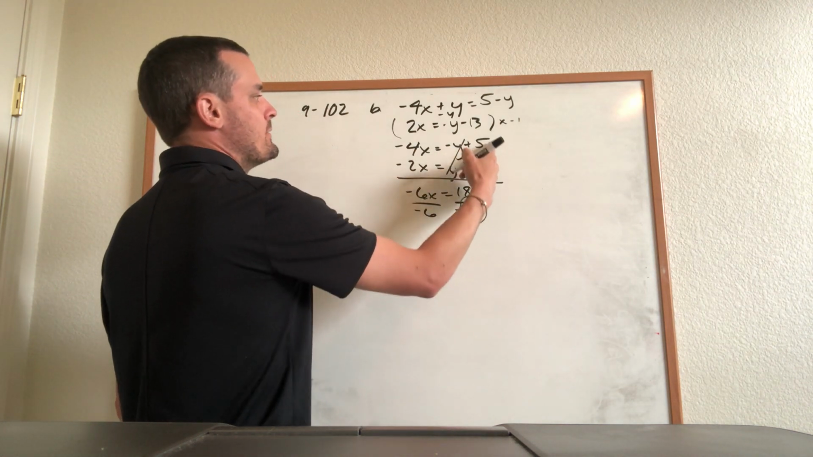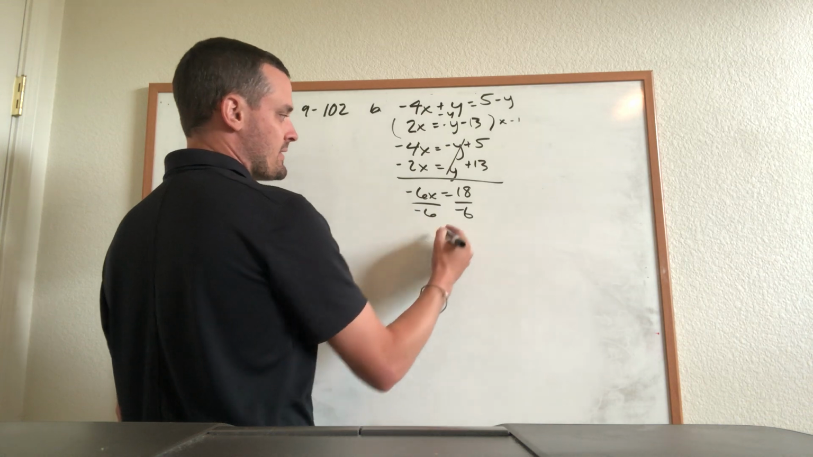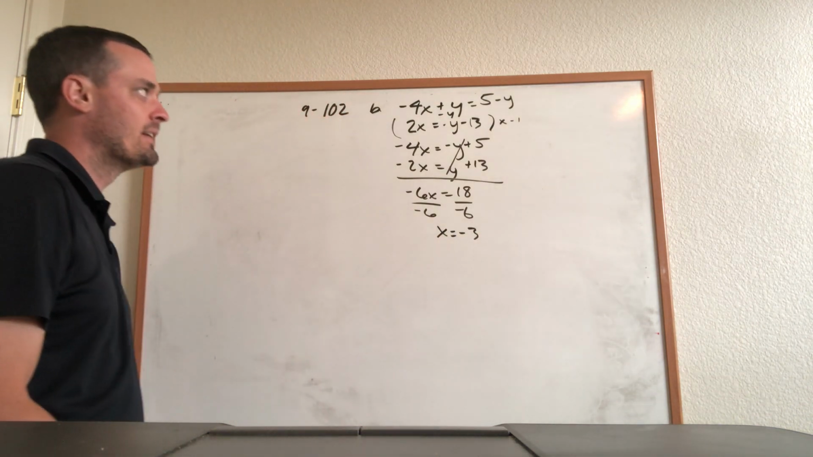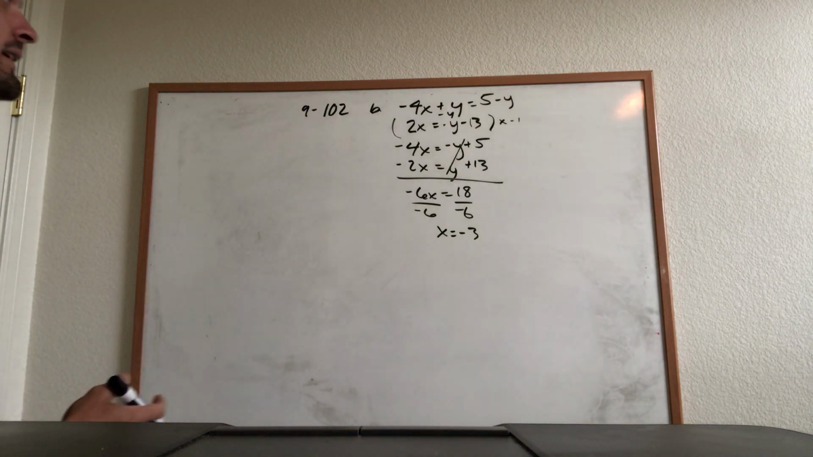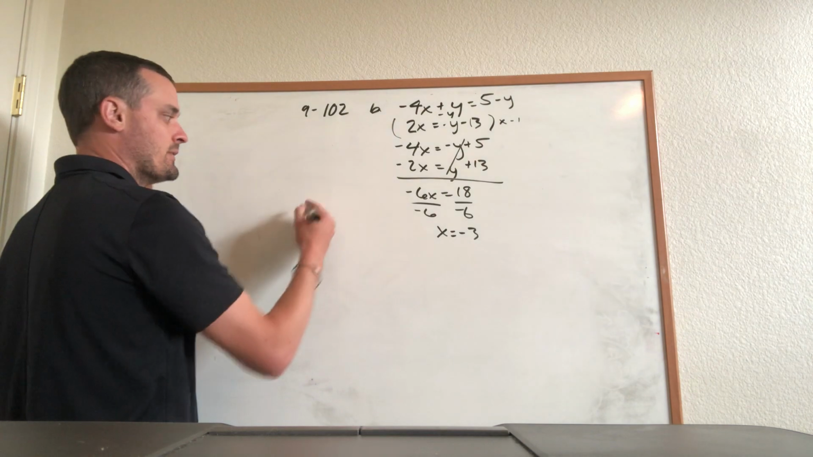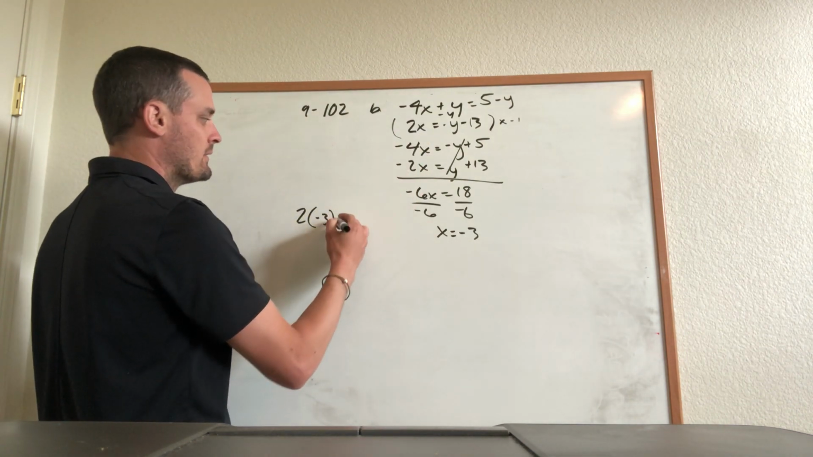Alright, y's cancel, 5 and 13 is 18, negative 4x and negative 2x is negative 6. Divide by negative 6 now, and I get negative 3, so I can plug that in to one of these equations and solve for y. I'll plug it into this one, it'll be a little easier.